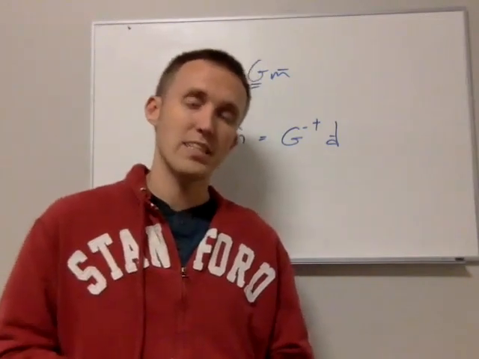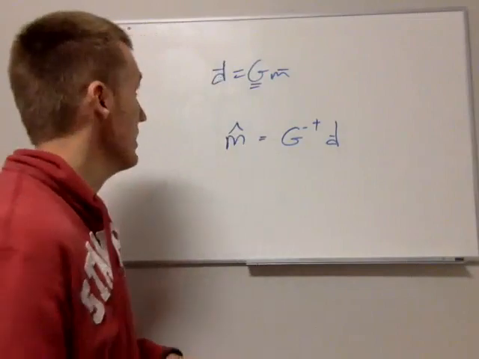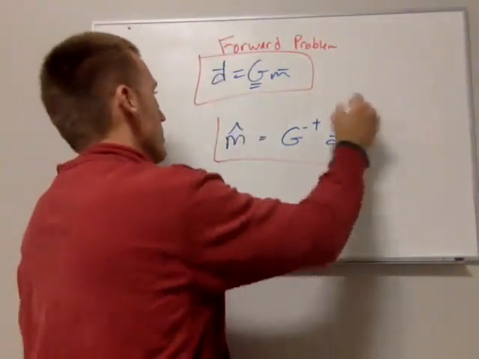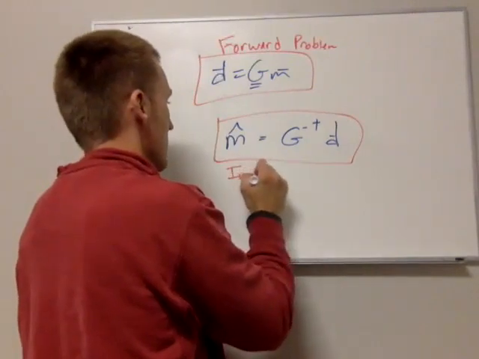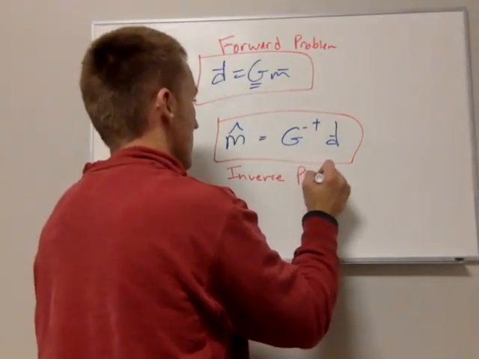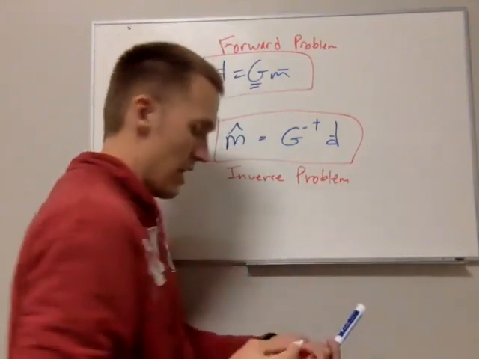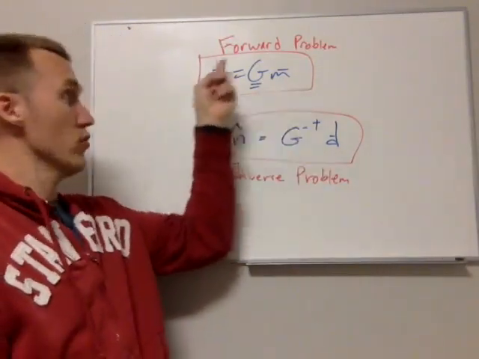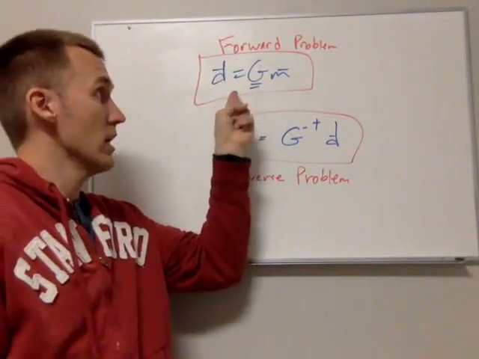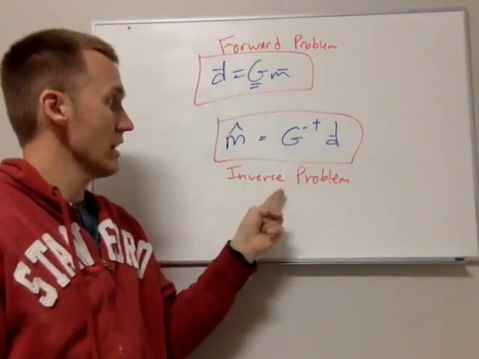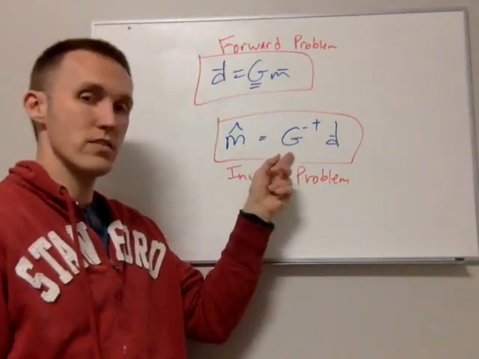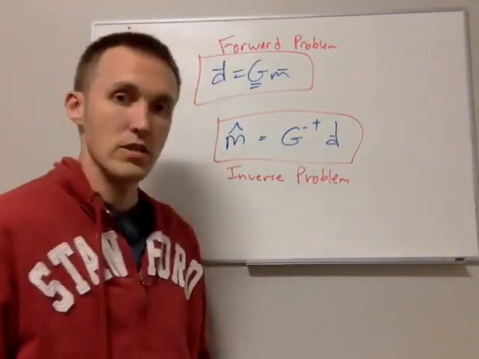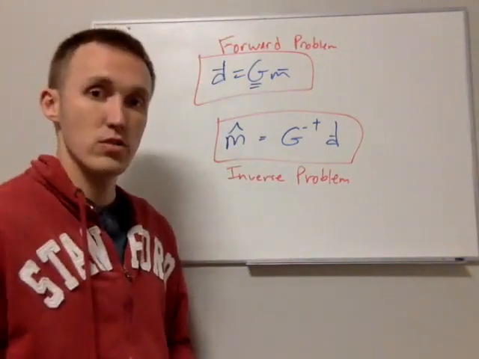And that reminds me, one thing I didn't say was that we call this top line the forward problem, and this bottom line is the inverse problem. So for the forward problem, we know the model parameters. We go forward through the operator to the data. And in this case, we have to invert the operator, this Green's function matrix, to go from the data back to the model parameters.